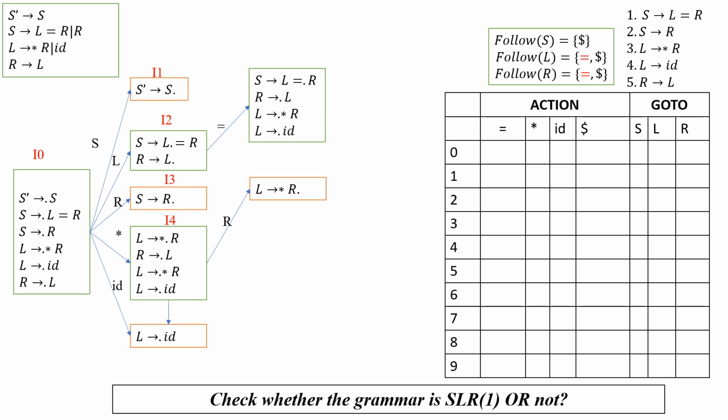Next, I3 contains only a final item, so no transition. But I4, on seeing R, we got the final item. On seeing L, R derives L., the final item. On seeing star, any new state? No, it is a self loop because it produces the same set of items, hence it is a self loop. On seeing ID, transition to I5.